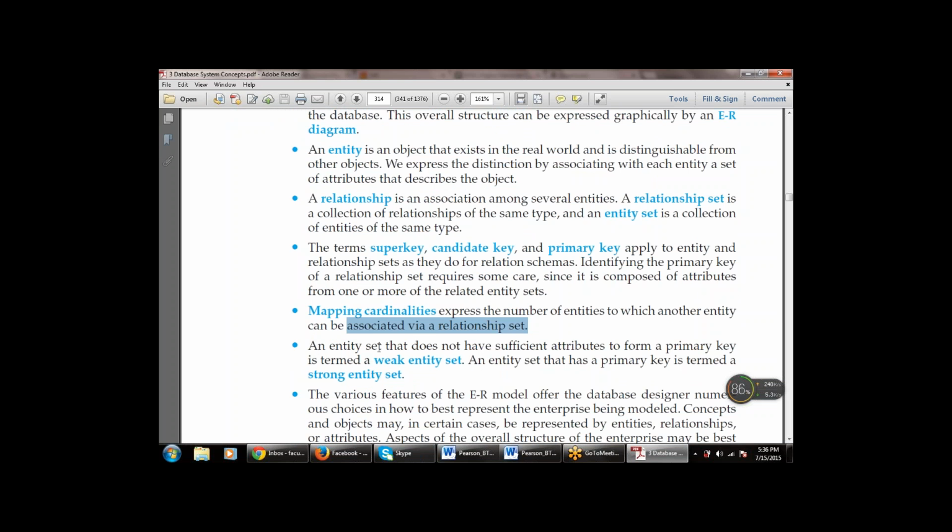Then the entity set that does not have sufficient attributes to form a primary key is termed as the weak entity set. That is, an entity that does not have sufficient features available to represent it as a strong entity will be known as a weak entity set. An entity set that has a primary key is termed as a strong entity set.